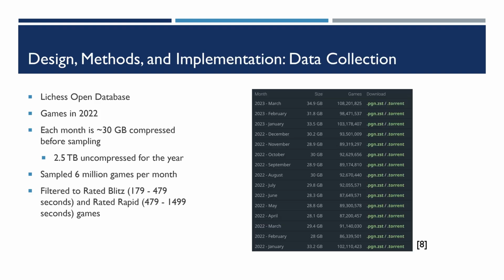Now we'll go into the steps that we took in designing and implementing our code. We downloaded our data from the Lichess Open Database, focusing on games from 2022. As you can see on the right, each month contains around 30 gigabytes of compressed data, amounting to 2.5 terabytes for the year when uncompressed. This is infeasible, so we sampled 6 million games from each month. We also filtered the data to only include rated blitz and rated rapid games. This is because the time pressure of rated bullet games often results in completely different strategies, and the sample size is much smaller for rated classical games.